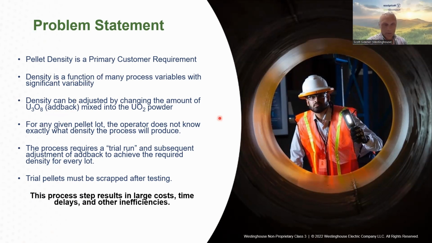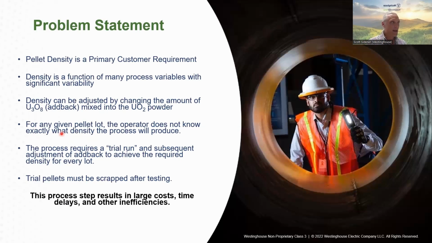How the manufacturing process worked up until almost 3 years ago is that for any given lot of pellets that an operator wanted to produce, when they began to produce pellets, they would not know what the final density of that process would be. Because there is so much variation, they did not have the ability to know what the final density was going to be before they started manufacturing pellets.